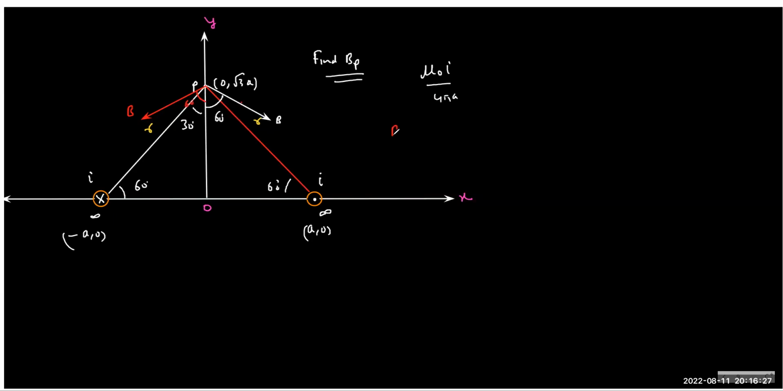So the net is how much? 2B cos 60, which is simply B, and B is mu naught I by 2 pi R. And R is how much? R is 2A, sir. Right, that's why you got the answer. 4 pi. Very good.